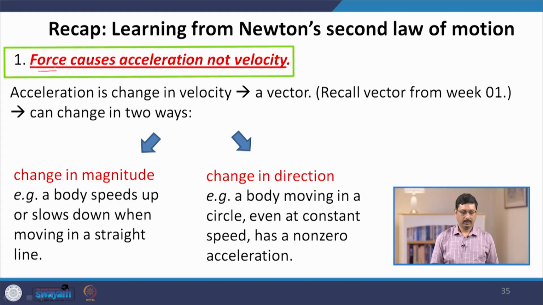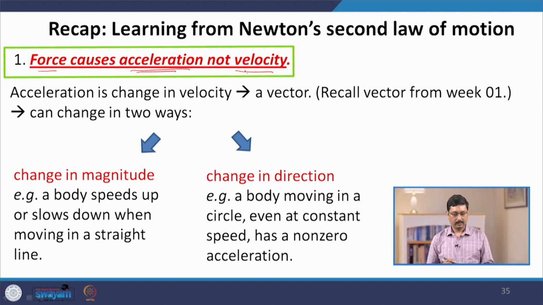But let us now go to Newton's second law. The first message from Newton's second law is that force is the agent that causes motion. It causes acceleration and not velocity. This is a great misconception, and I will come in a few minutes to why this misconception is so common. But it took the genius of Newton to realize that the effect of force is not to change position, but to change velocity. So, force causes change in velocity, which is acceleration.